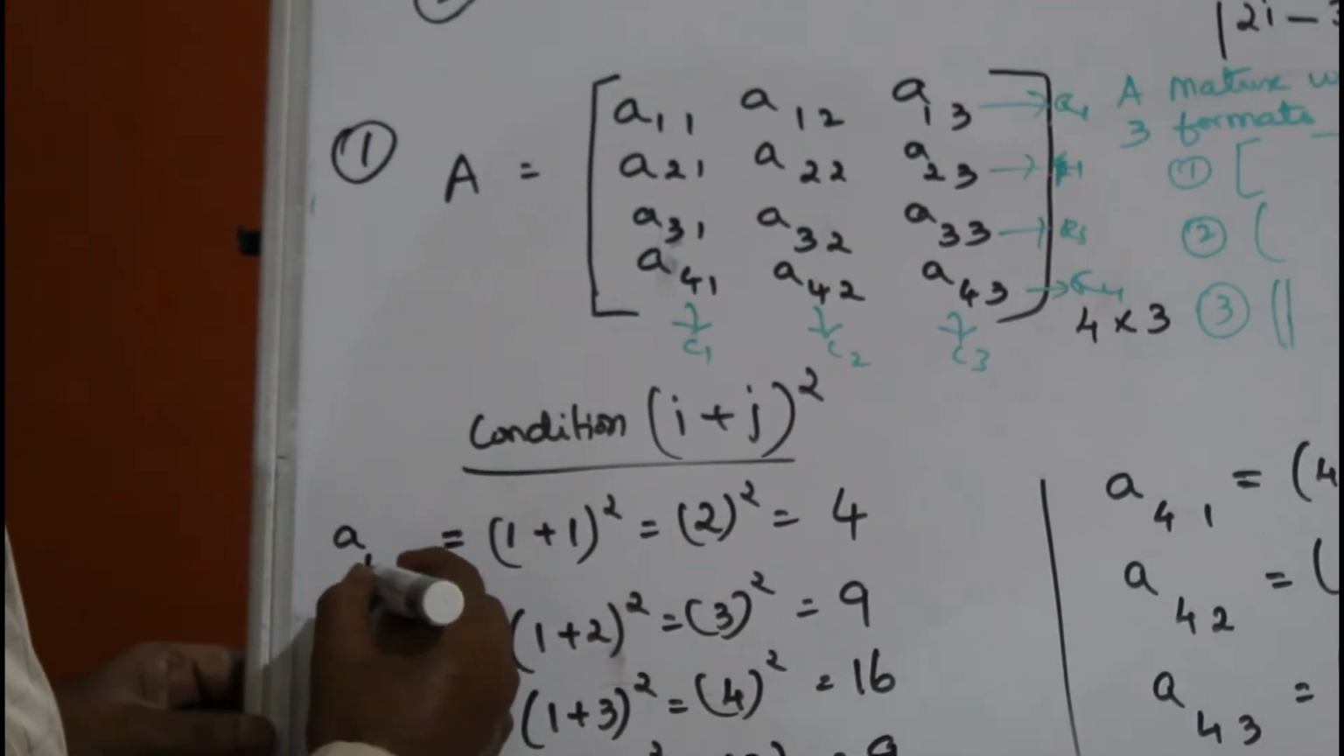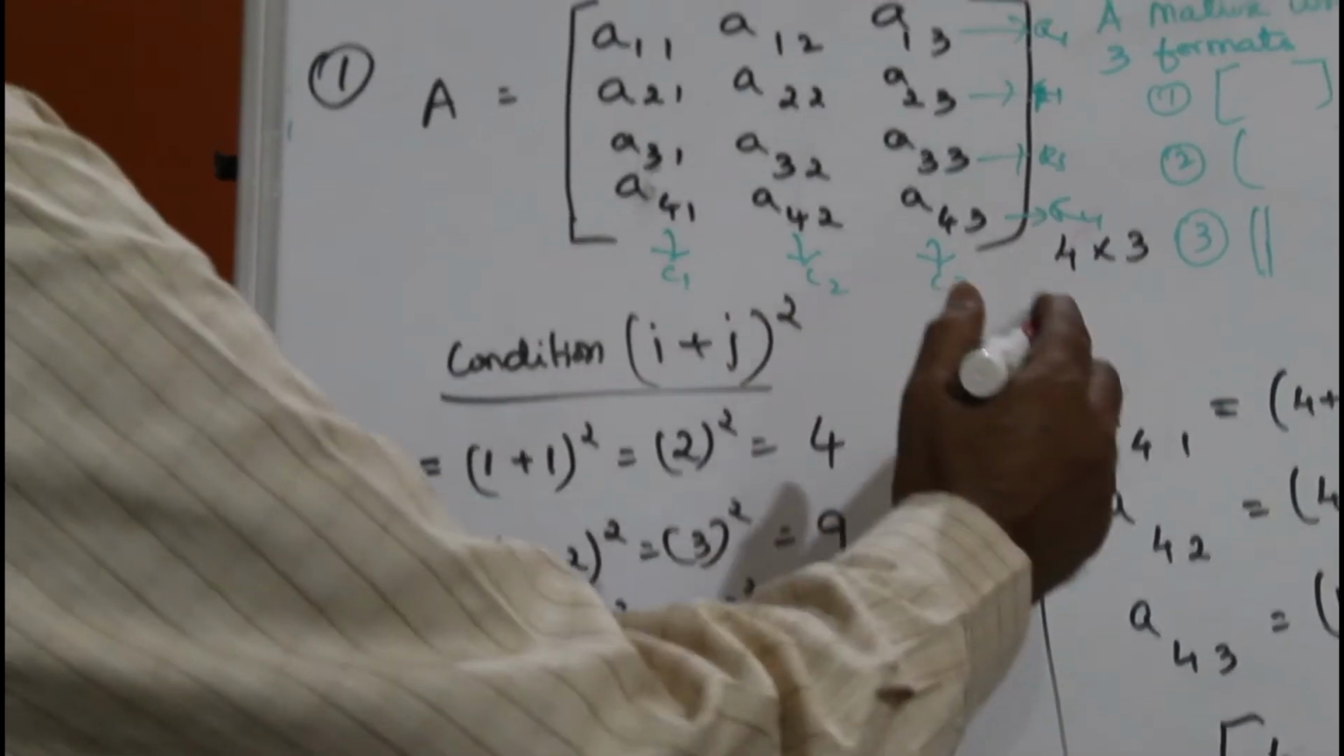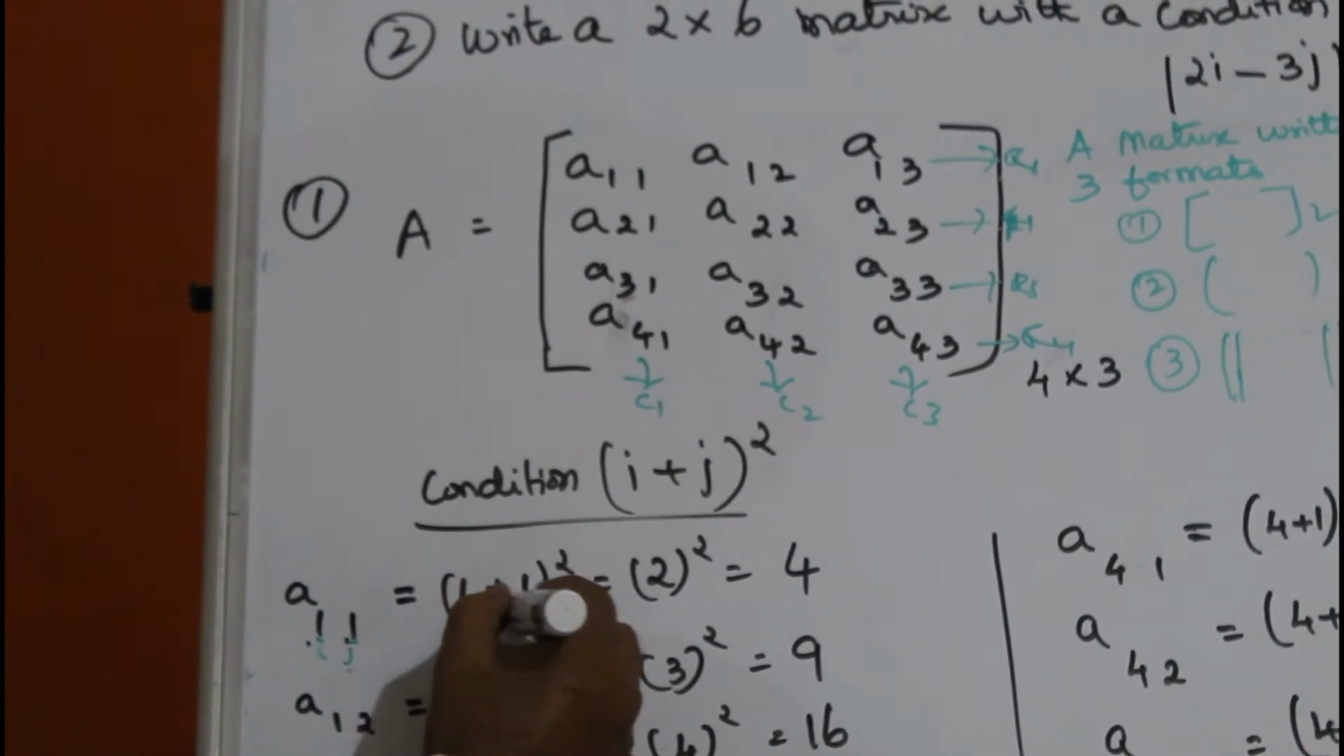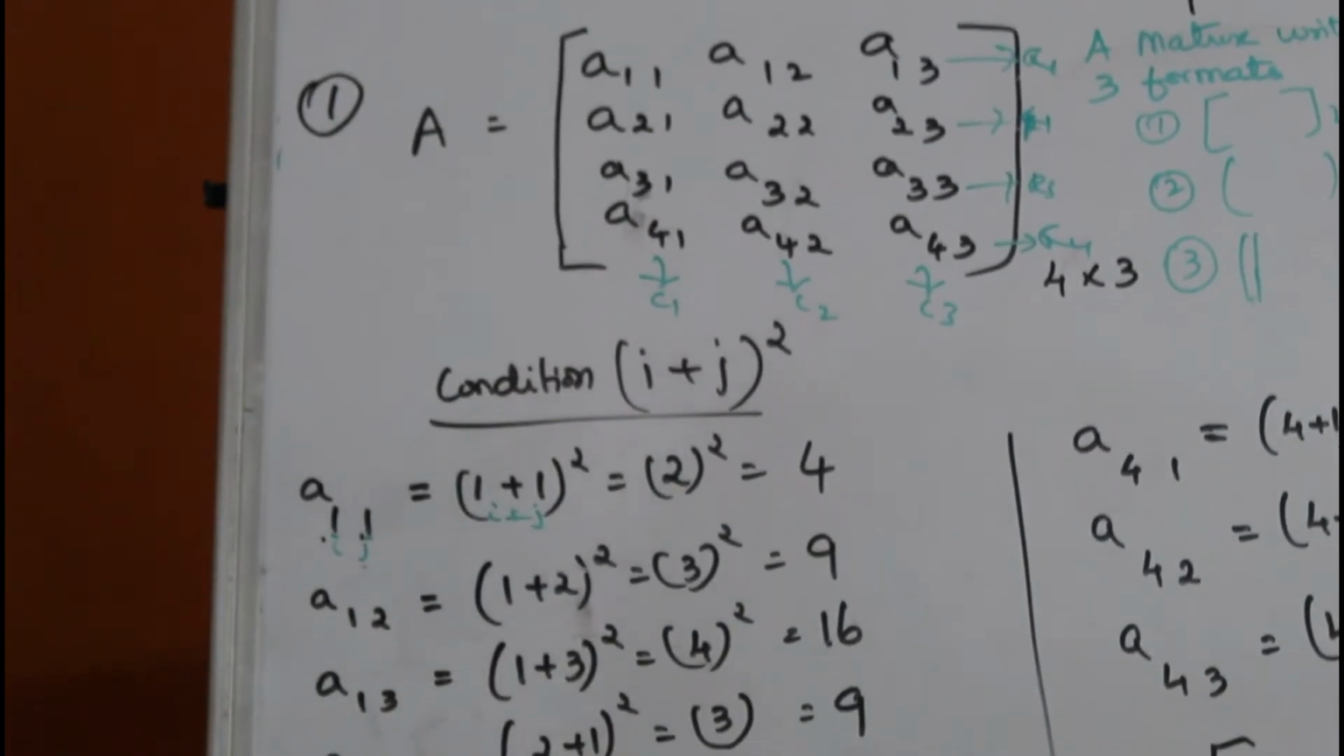First row and first column. The condition is (i + j) the whole square. So (1 + 1) the whole square. This is called (i + j) the whole square. 1 plus 1 is 2, square is 4.